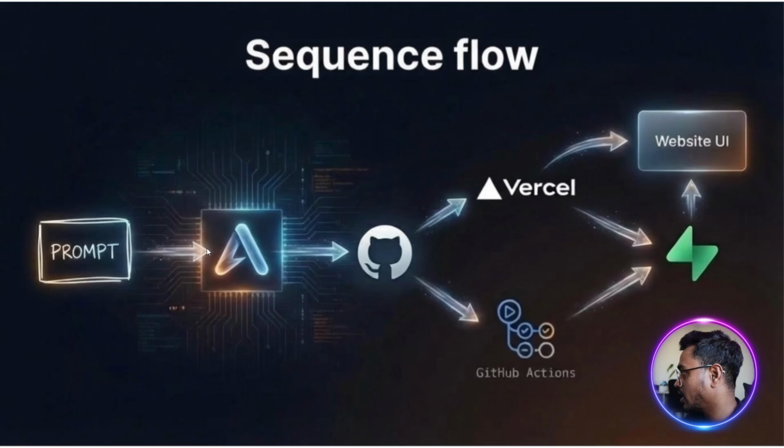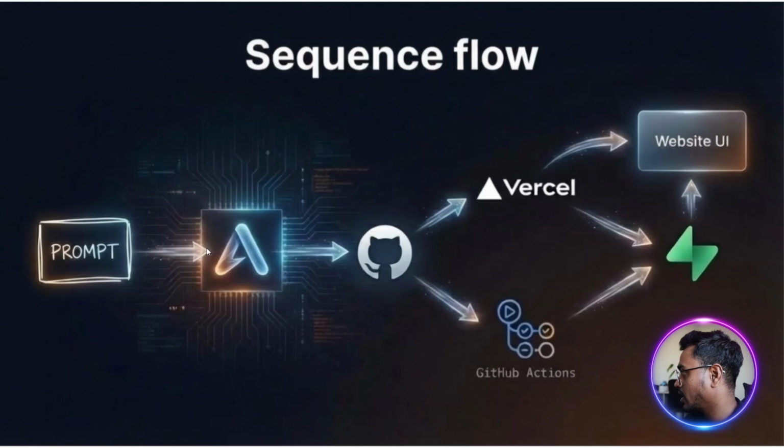At the same time, as soon as you push the code to GitHub, Vercel will listen to your GitHub, fetch the code, and deploy your website onto their server. So it will be visible here. And the website is pulling the data from Supabase. So this is the overall flow.